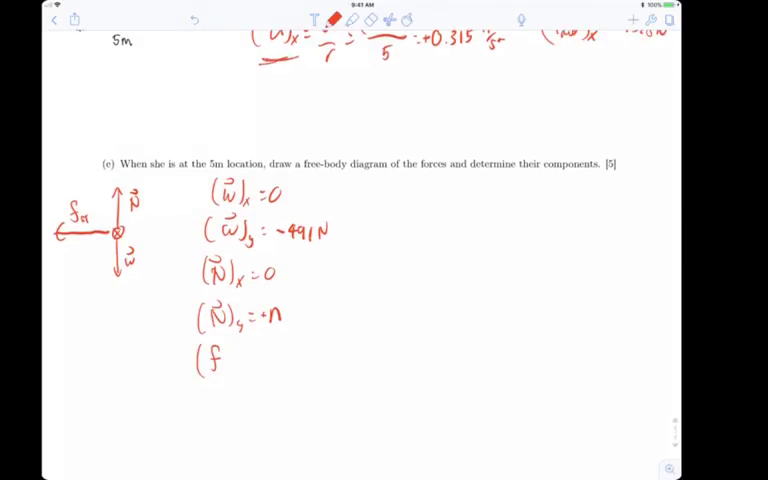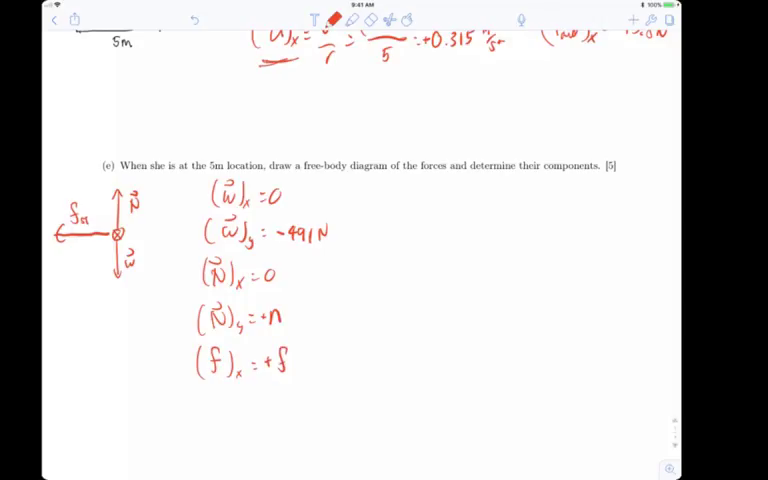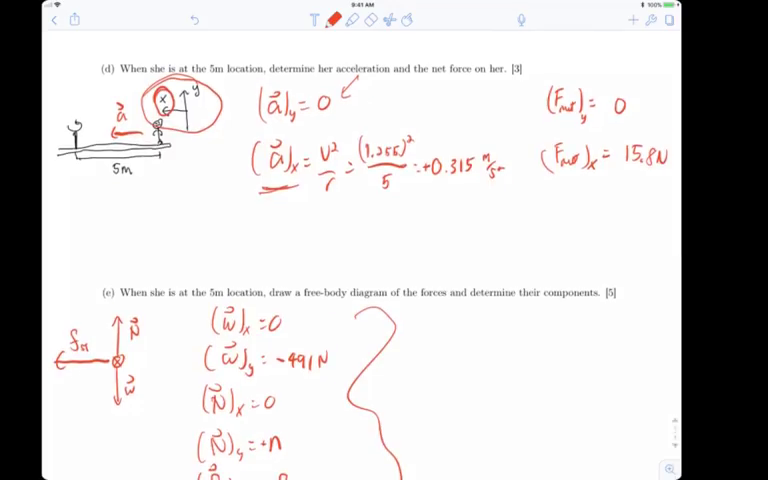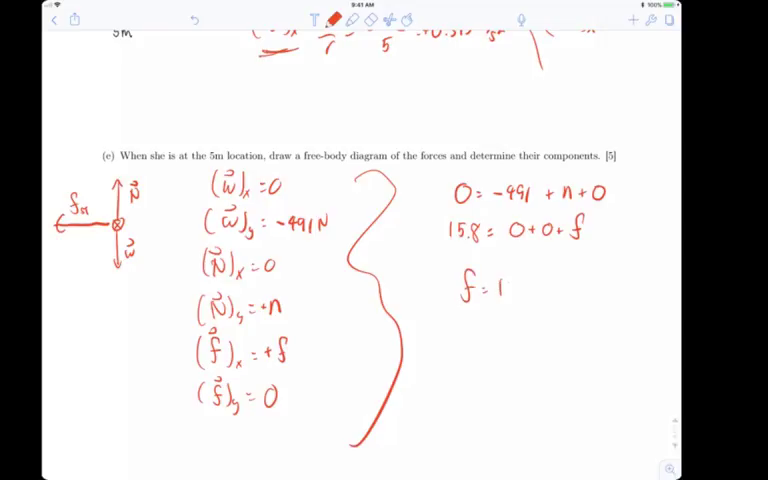Friction in the x direction is in the positive x direction, right? It's pointing towards the middle, so I'll call that plus little f. And then friction in the y direction is 0. So now I'm going to put them all together and add them up to equal these. First the y directions: minus 491 plus n plus 0. And then the x one: 0 plus 0 plus little f. So the friction force is equal to 15.8, and the normal force is 491.